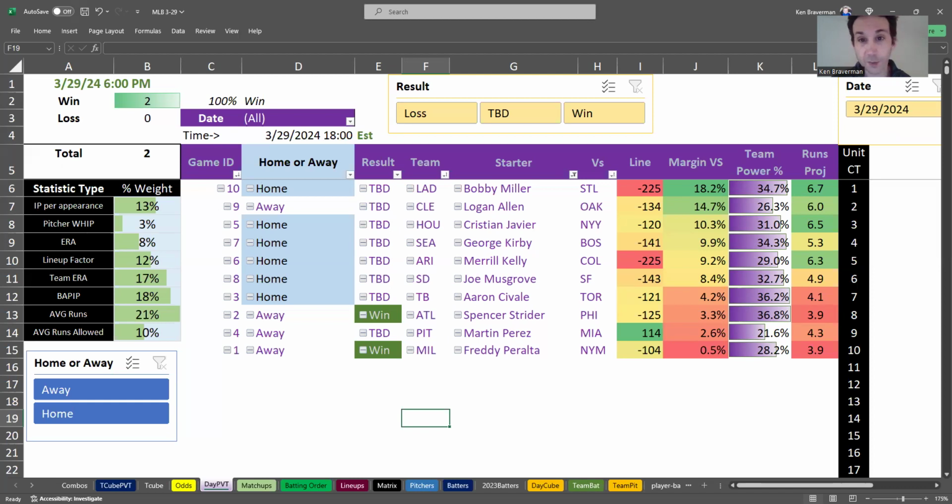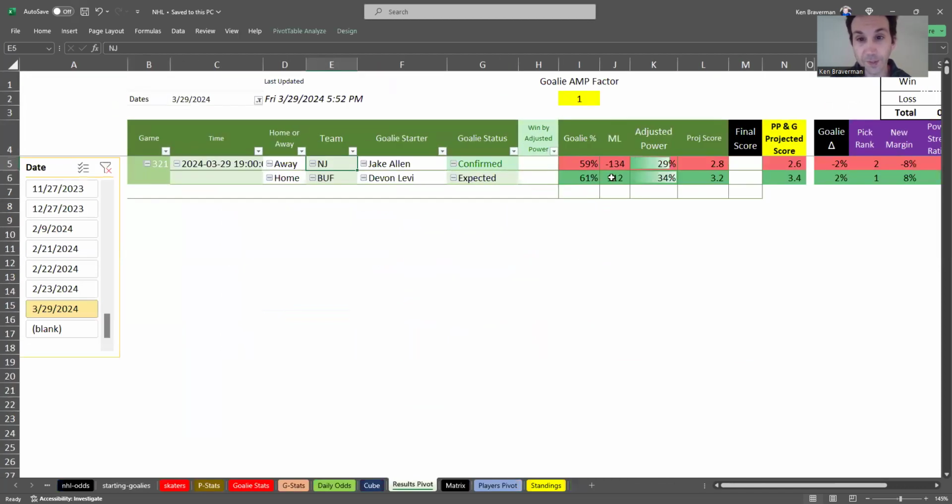Let's start with hockey because there's only one game. The algorithm picks the underdog, Buffalo, to beat New Jersey. Should be a close game, but Buffalo can win 3-2, maybe 3-3 goes to overtime and they win. That's what it says. It is an underdog line, so the algorithm likes the Sabres on Friday night.